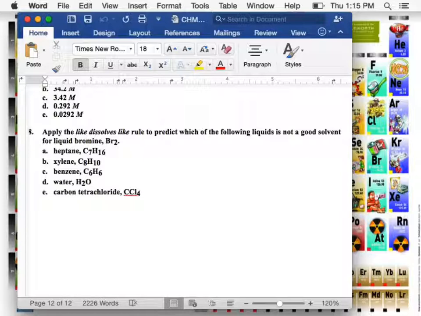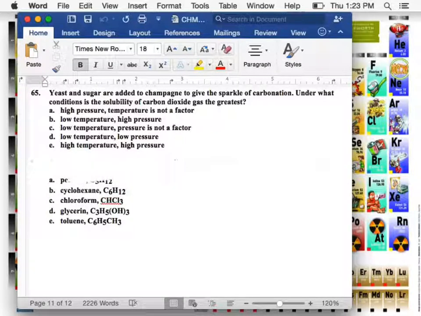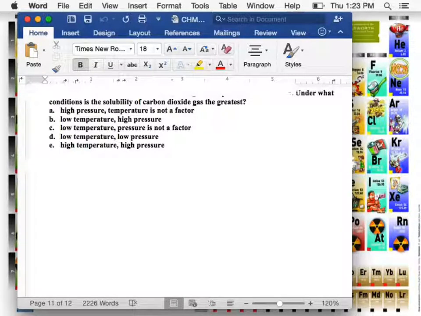Did I hear 55? 60. So 65, yeast and sugar are added to champagne to give the sparkle of carbonation, also known as a distraction from the question. Under what conditions is the solubility of carbon dioxide gas the greatest? Solubility of carbon dioxide in what? What is carbon dioxide being dissolved in?